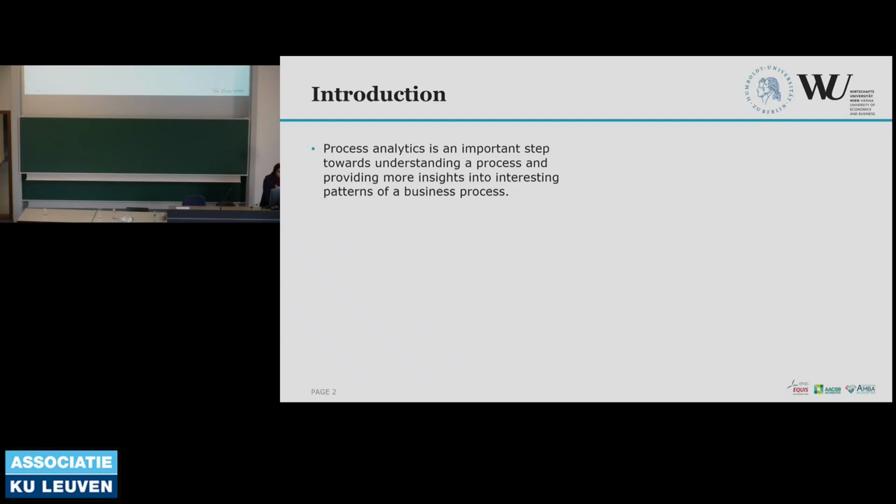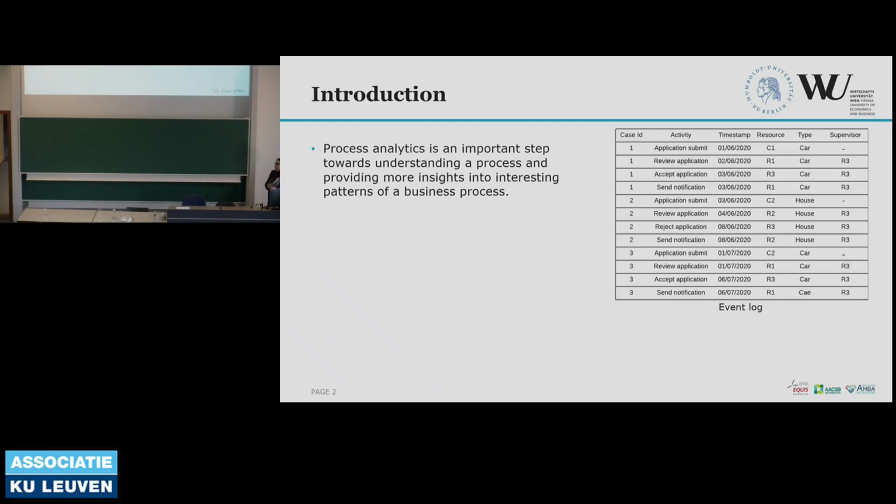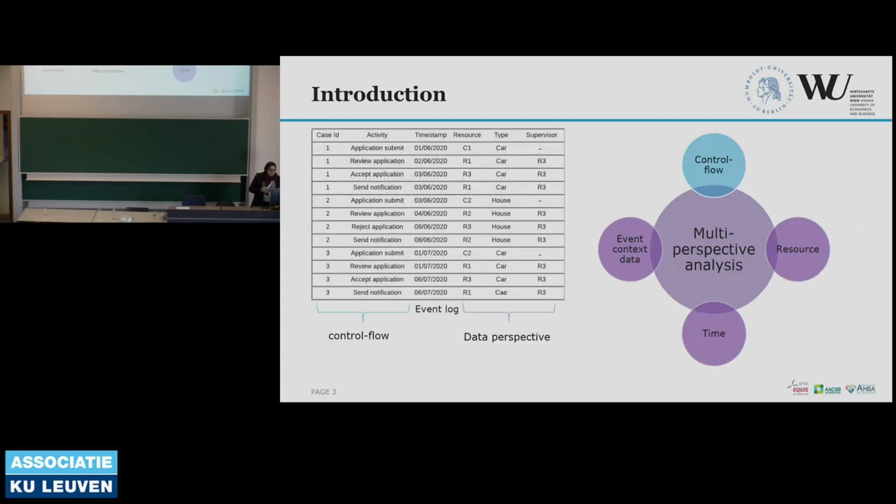And all of this is happening over the event log, and an event log is a very rich data set. The event log has information about the control flow, so we have the information about what the activities are, the relations, when they happen, so we also have the temporal ordering. And also we have other perspectives like the resource perspective, location perspective. In general, it's an event context data perspective.